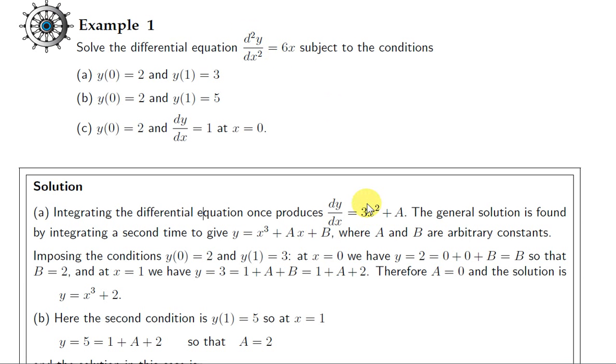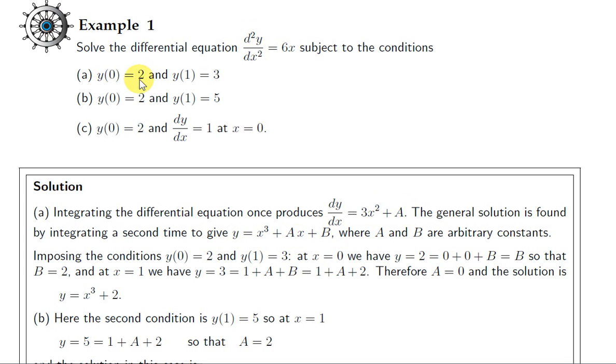So we integrate 6x once to get 3x squared plus an arbitrary constant a. That gives us dy dx. That's the first integral. Integrate again to go from dy dx to y. So we add 1 to the power, so we get 3/3 x cubed, which is 1x cubed. We have a times x, and we have a new constant b. So this is what's called our general solution.